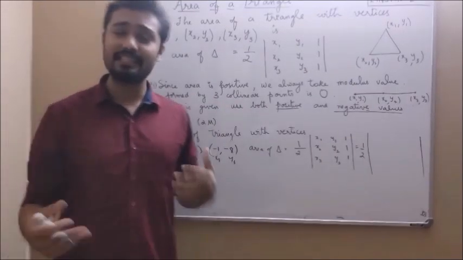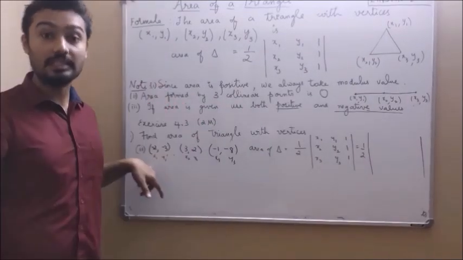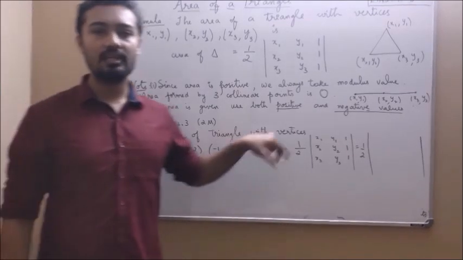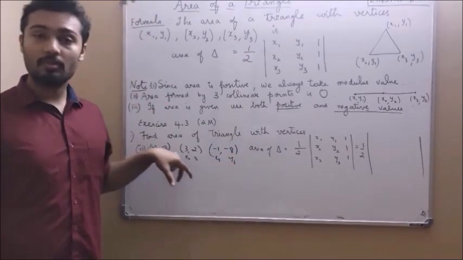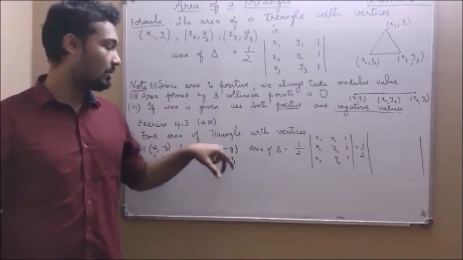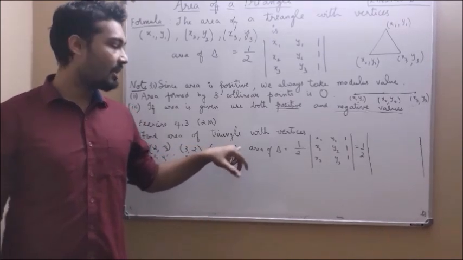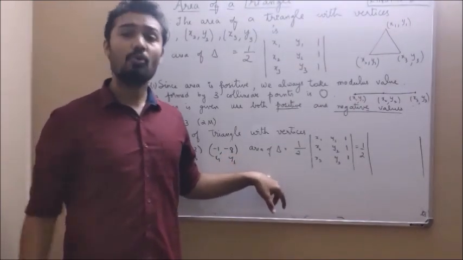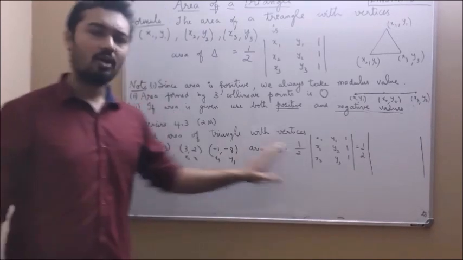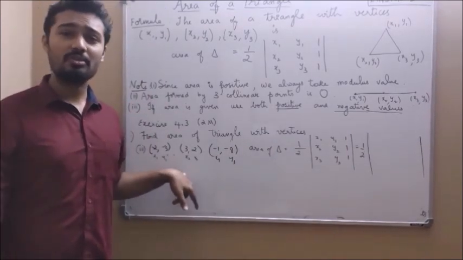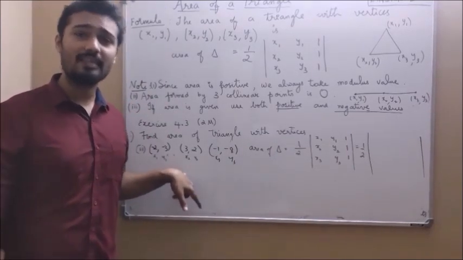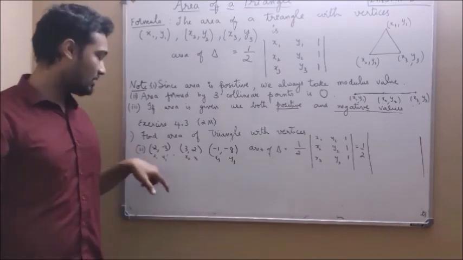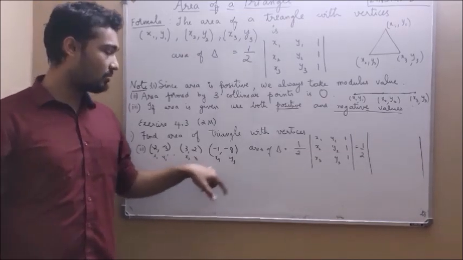In the next question in exercise 4.3, first question, the third sub question. Find the area of the triangle with vertices minus 2, minus 3, 3, 2, minus 1, minus 8. Then find the area. How to find the area? The formula is given. Now these points are given. It's obvious which points are x1, y1, x2, y2 and x3, y3.